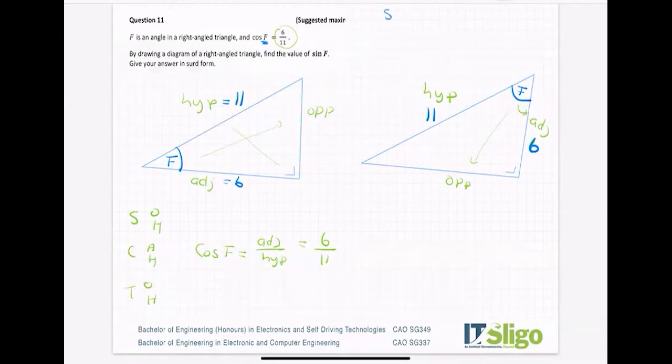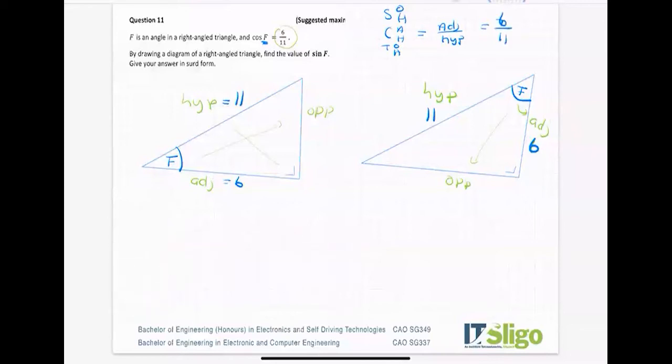Okay, I'm just going to move silly old Harry up here for me. It's equal to 6/11. Just so I can rub this bit off, because I need to find sine f. So sine f, from silly old Harry, is opposite over hypotenuse. I know my hypotenuse is 11, but I don't know what my opposite is. So how do I find it? Well, I don't know any angle, but I do know two sides, so you use Pythagoras' theorem.